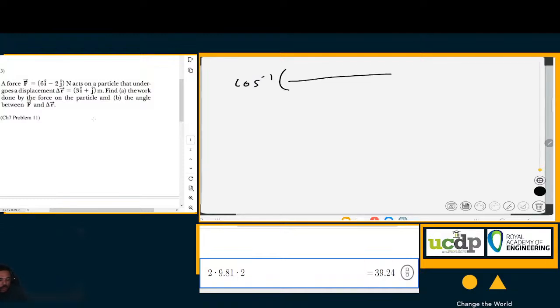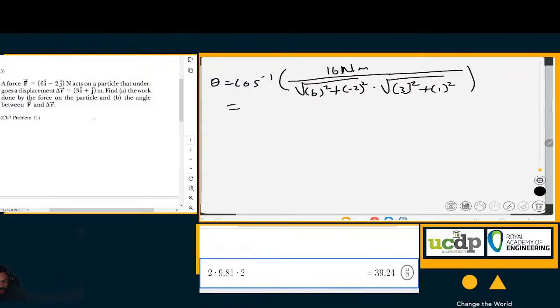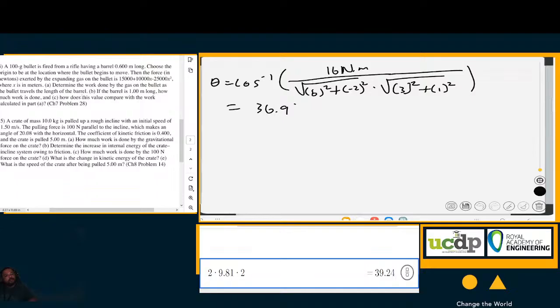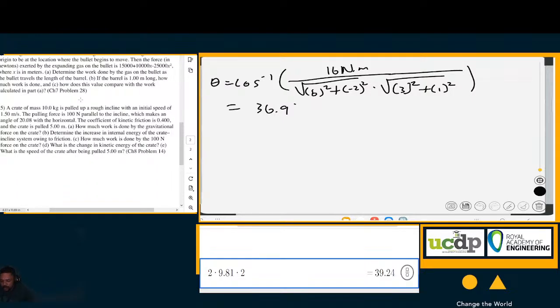Cosine inverse, that is 16 newton meters over the square root of 6 squared plus -2 squared, times the square root of 3 squared plus 1 squared. That should give you theta, and that is equal to 36.9 degrees. That is theta. This is baby math. The next problem is about a bullet, and then one after that is about a crate.